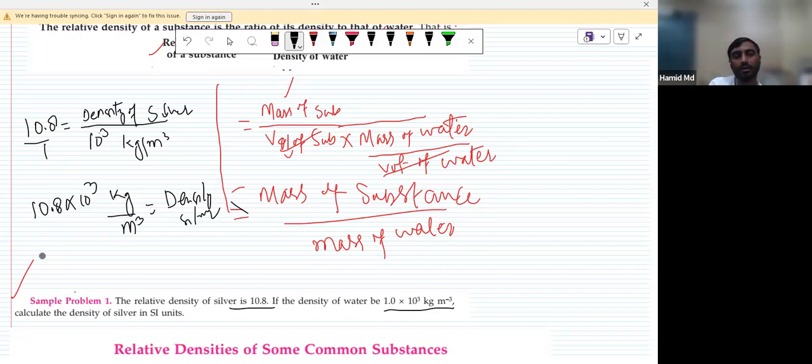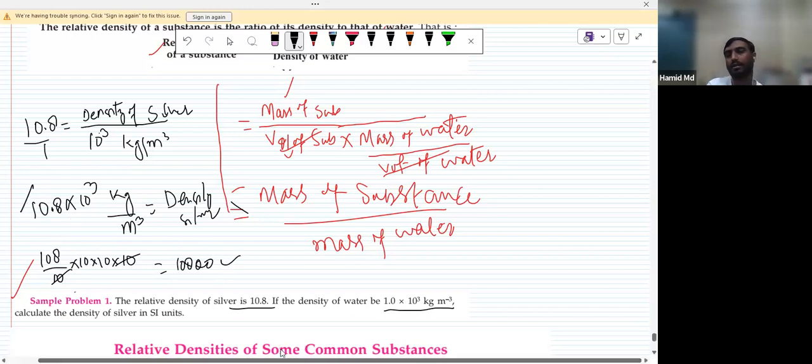Okay, so you did it like that, 108 by 10 and then 10 cube. You may have written it like 10 into 10, then 10800, or 10,80,000. But I think you can keep it as 10.8 into 10 cube like that. This is also true.